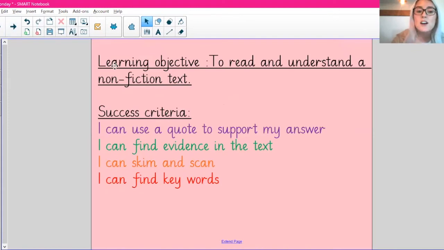So today, our learning objective is to read and understand a non-fiction text. To be successful in today's lesson, we are going to be finding keywords. We're going to be skimming and scanning the text. We're going to be finding evidence in the text. And if we're really trying to challenge ourselves, we might be trying to use a quote to support our answer.